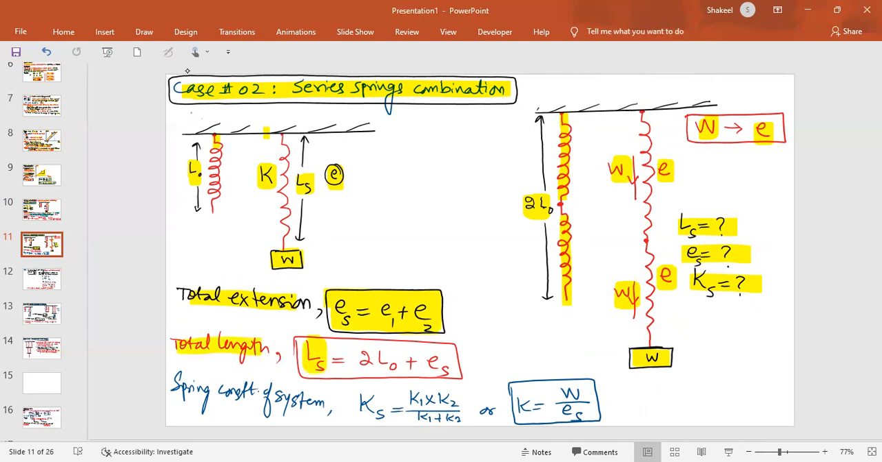And for total length, it's quite obvious: 2 times the original length plus the total extension. That's how you get the total length. For the spring constant, we have two formulas. One is the product, K1 into K2 over K1 plus K2, or the second method is the Hooke's law method. K is F over E, where F is the weight hung, which is W, and E is the total extension of this system. You can use either of them to find the spring constant of this combination.